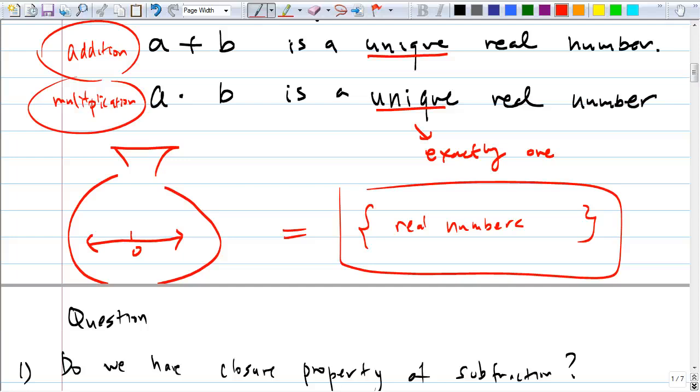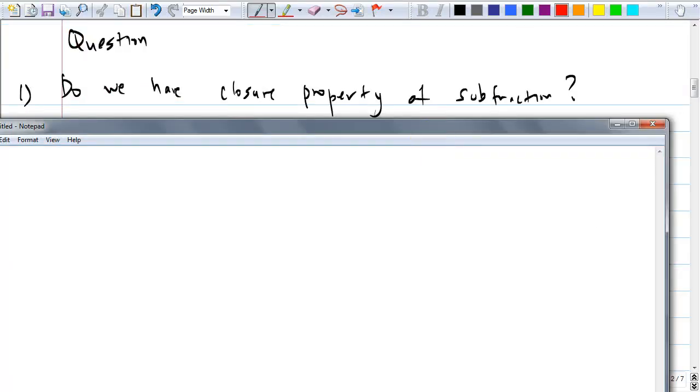In other words, if you were to subtract any 2 real numbers, would the answer be a unique real number? The answer is, we sort of talked about this. What do you guys think? No? Okay, go ahead. I'm going to give you time to think about this as a group. Do you think we could have closure property of subtraction? Okay, think about it. I thought we talked about this, but I'm glad that we're going over this. So what do you guys think?